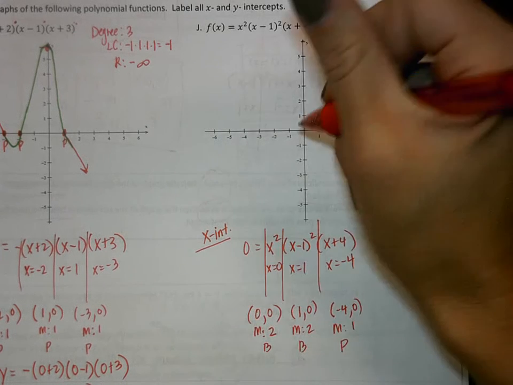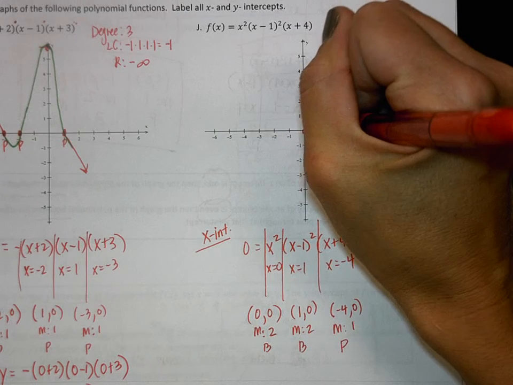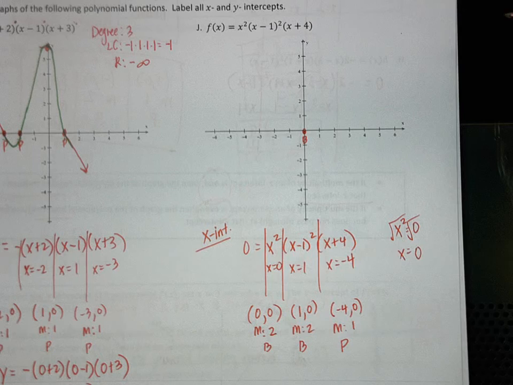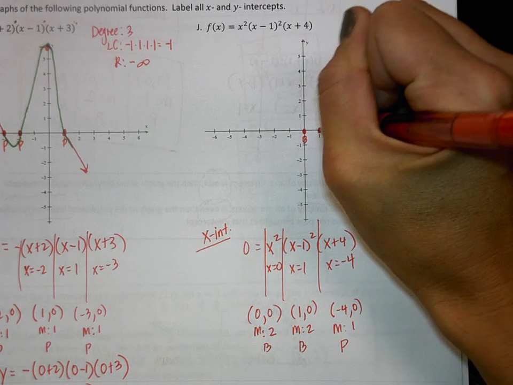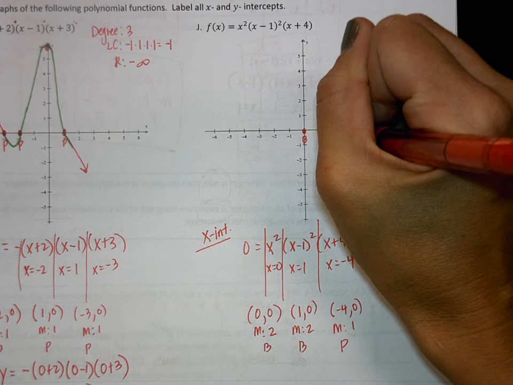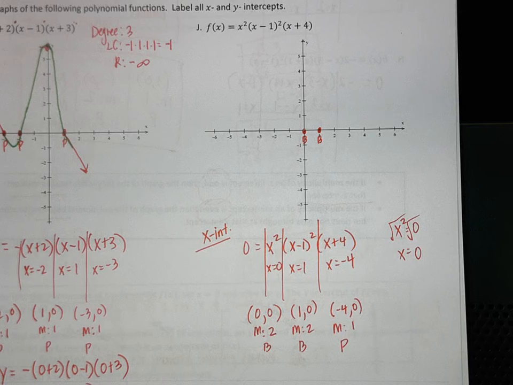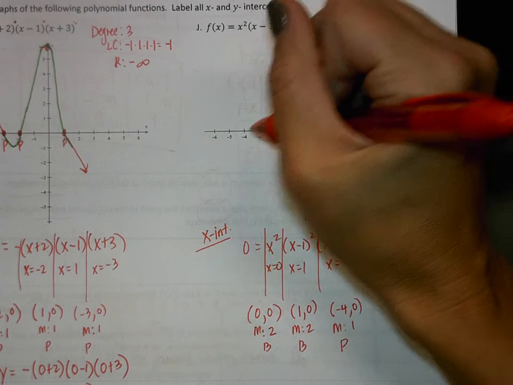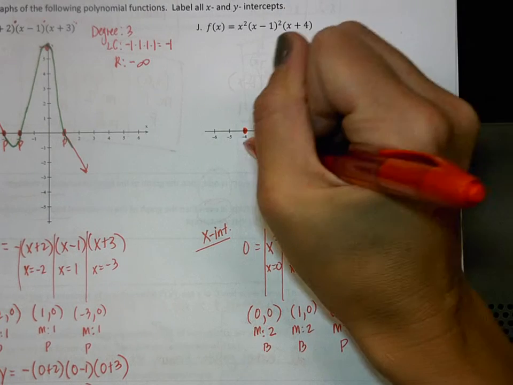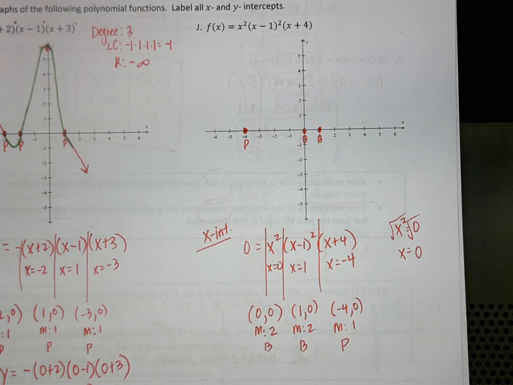Okay, so let's go up to our graph and plot each of these points. At (0, 0), it's going to bounce, so I'm going to put a B. At (1, 0), it's also a bounce, so I'm going to put a little B there to remind myself. And then at (-4, 0), I'm going to put a P for passing through. Okay? Am I going too fast? Are we good? Okay, so next I need my y-intercept.